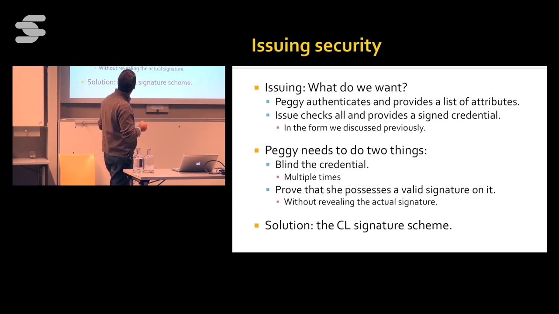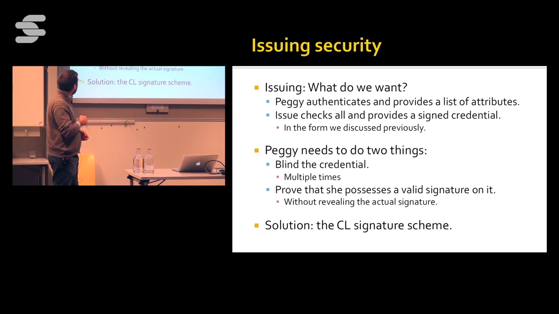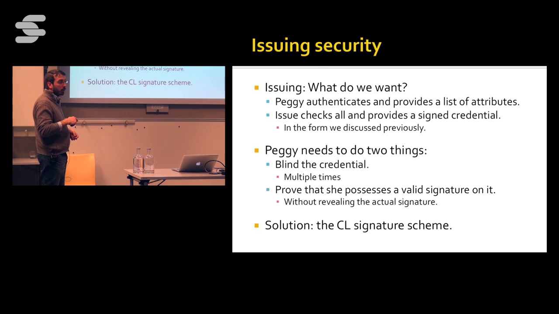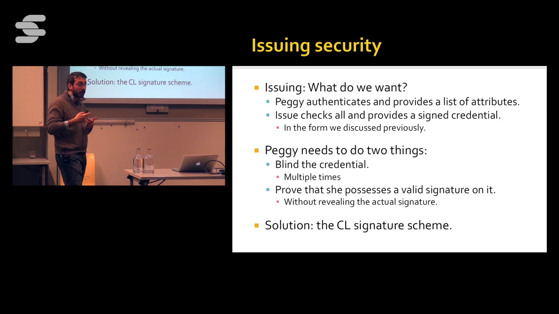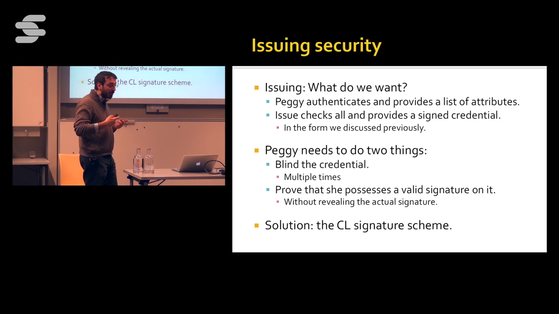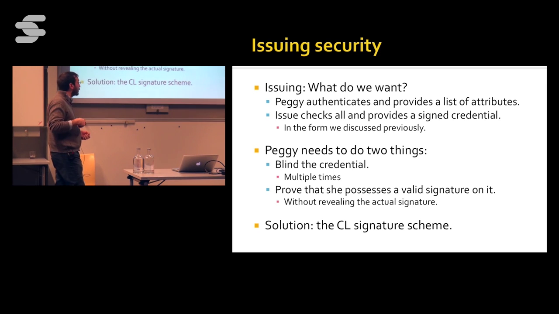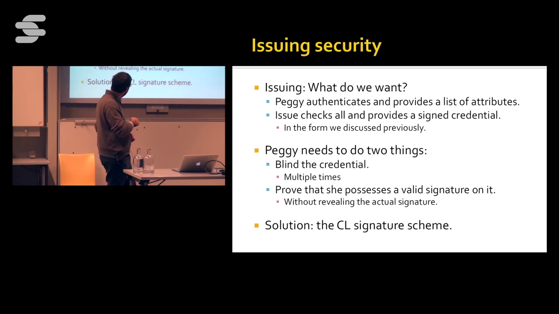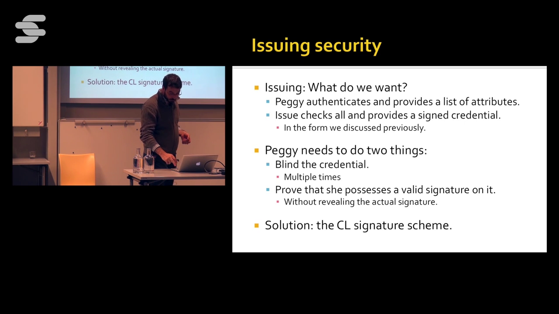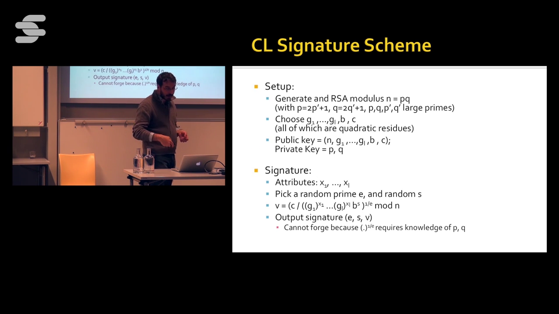So what do we want? We basically want to hide the credential so that we can use it multiple times. We want to hide that signature every time we show it. And of course, we want to prove, despite the fact that the signature is hidden, that it is a valid signature. And there is a special signature scheme that we call the CL signature scheme. Camenisch and Lysyanskaya are the authors of this that does that. And this is how it works.